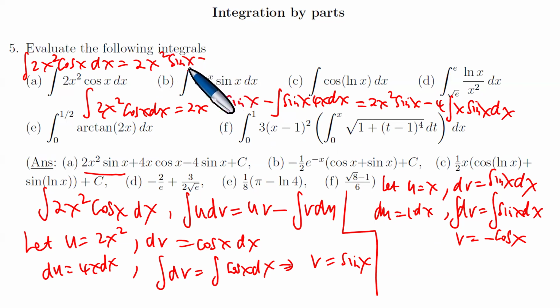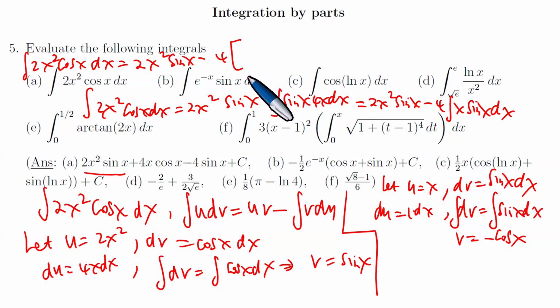We have to do textbook problems, and then we can practice more. So we have 2x squared sine x minus 4 times the integral of x sine x. Now we can see that if we choose u to be x, then the derivative is just 1, so it's just a constant, which is easy. Then we make dv to be sine x dx, and integrating both sides, v is minus cosine.